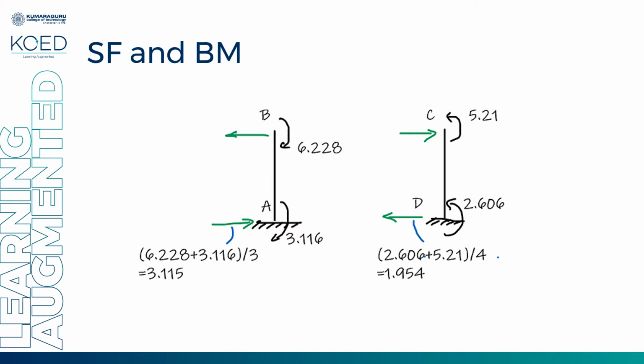From the estimated values of the bending moment, I will now try to find the shear force and the support reactions. For the column AB, I am having a 6.228 moment at B, and at joint A, I am having 3.116 moment. Both these moments are acting in clockwise direction. So my reaction and the shear force should compensate this with an anti-clockwise movement.